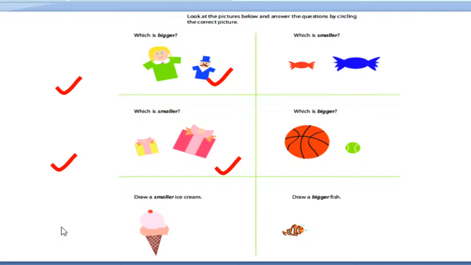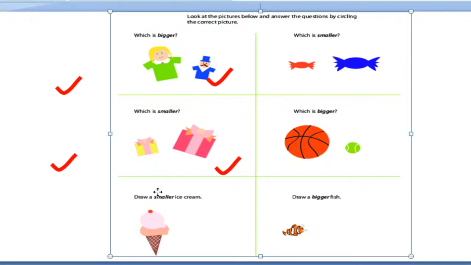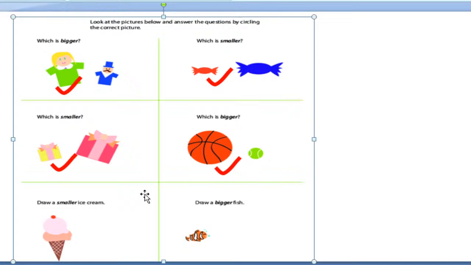So you have to tick the correct answer. This is how you are going to do this. You are going to mark a tick under that picture, under that option, when you have to select the answer. In the first picture, between two dolls, the green is bigger, so I have made a tick under it. In another picture, there are two gift boxes. The yellow one is the smaller one, so I have made a tick under it. And similarly in the other two pictures.